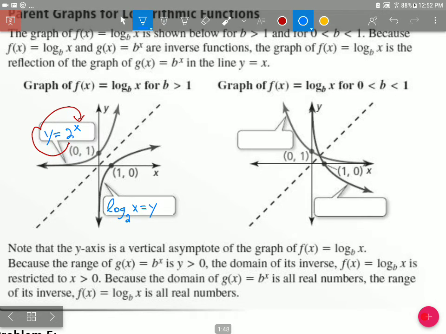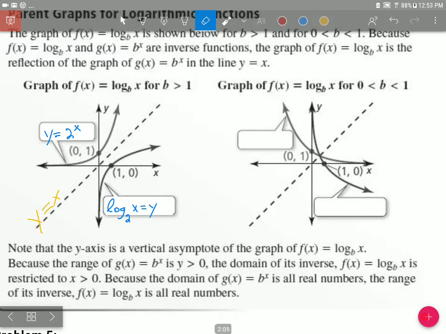And they reflect across this line right here. This line is y equals x. It is that 45-degree line that goes right through the origin. All inverses reflect across that line, which we covered a little bit before.